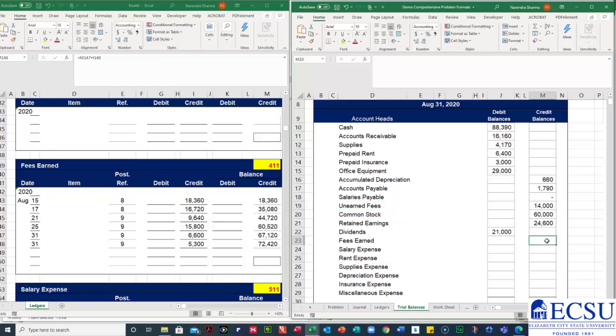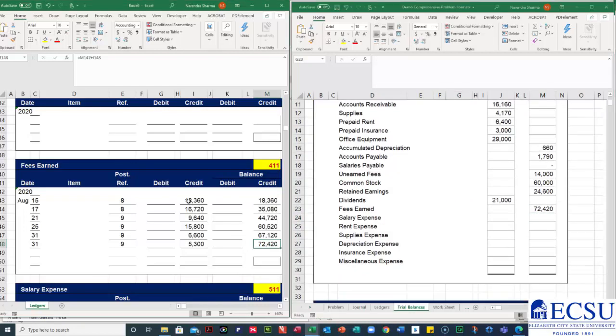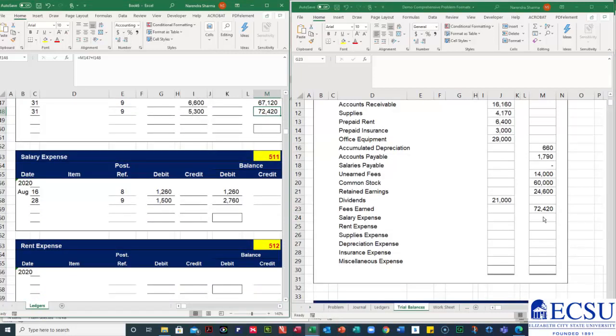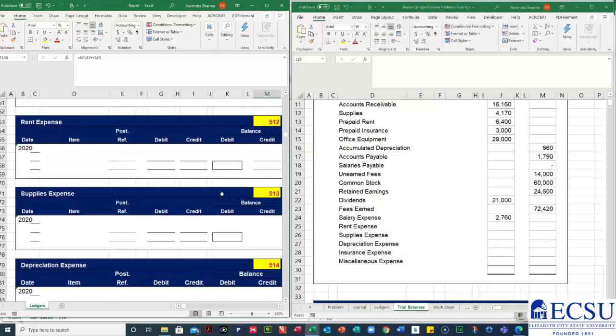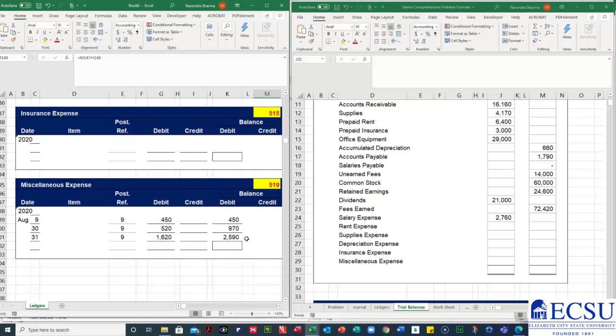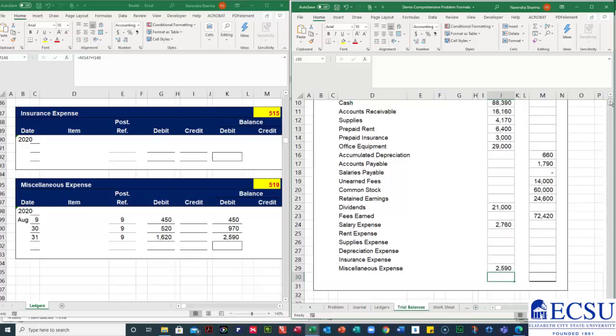Okay, fees earned was 72,420. And then we had a salary expense of 2760, and that's it. Rest, no, yeah, miscellaneous last item 2590. Okay, so now what we have done is we have transferred all the ledger balances to the trial balance.